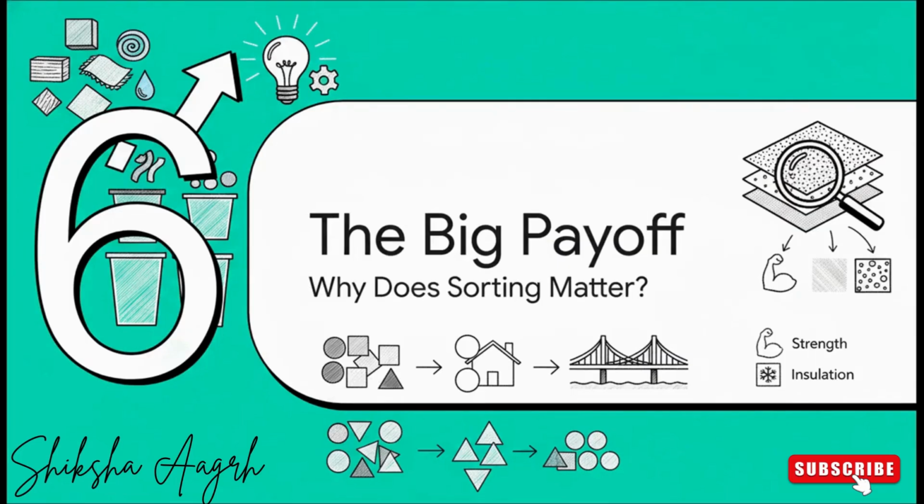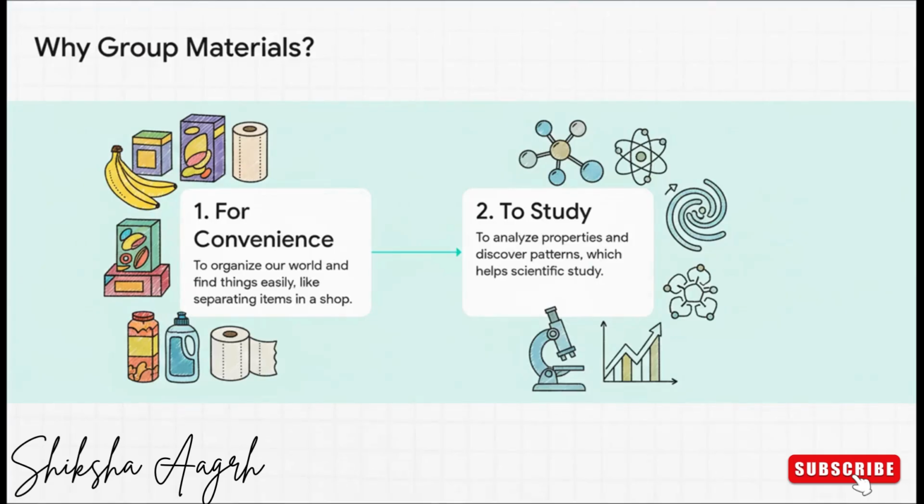Okay, so this seems pretty straightforward. But what's the big deal? Why does all this sorting and classifying even matter? Well, it turns out it matters for a couple of really big reasons. First, there's just everyday convenience. It's why grocery stores put all the biscuits together and all the soaps together, so we can find things. But, and this is the really important part, it allows scientists to study these properties, spot patterns, and, you guessed it, invent totally new things.